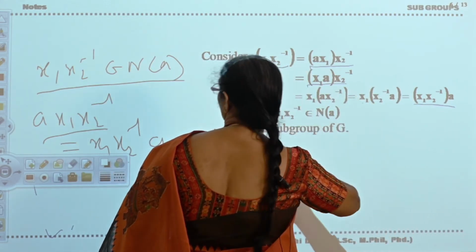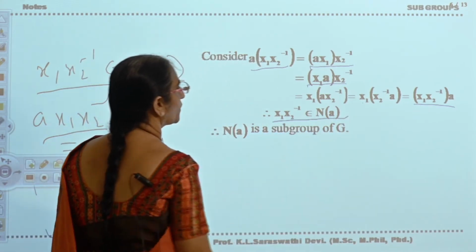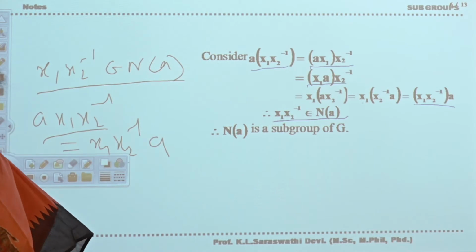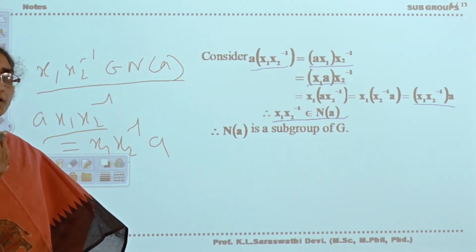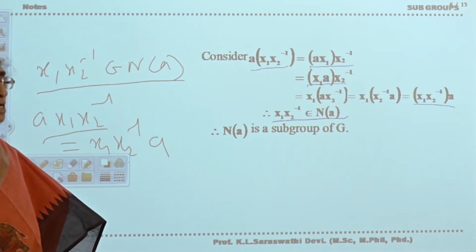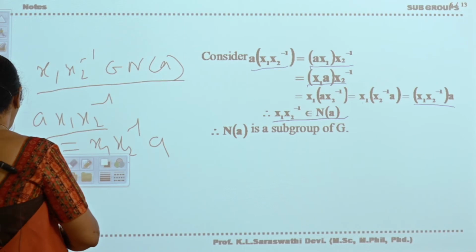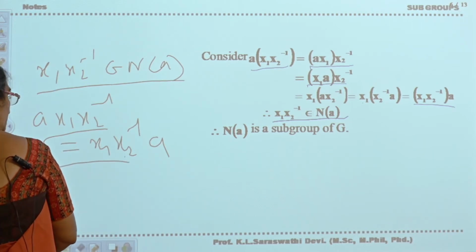This is the condition you have to prove. Therefore, x1 x2 inverse belongs to N of A. You have taken x1 and x2 in N of A. You are able to show that x1 x2 inverse belongs to N of A. Therefore, N of A is a subgroup of G. Now, is it clear? Okay. Now, see the next problem.